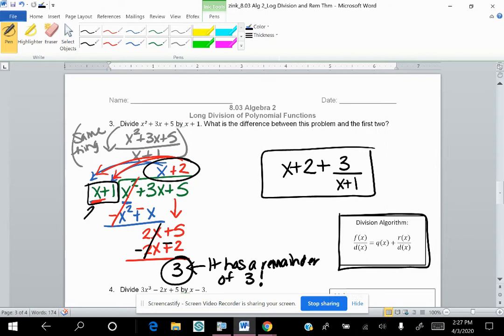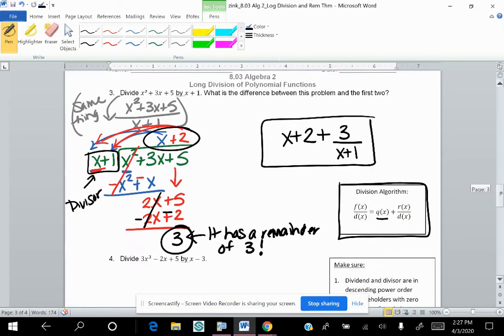So this right here is called your divisor. The number under the radical is called your dividend. And the answer is your quotient. So that's why it's q of x. R is your remainder over your divisor.